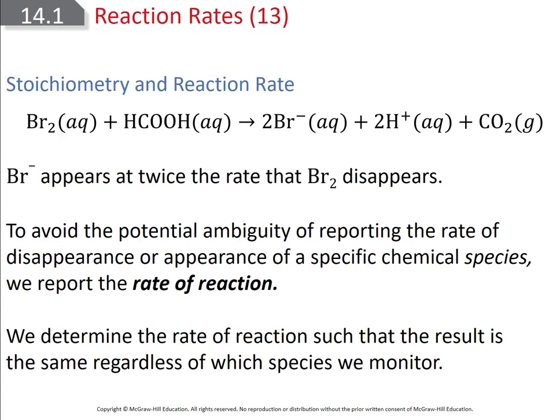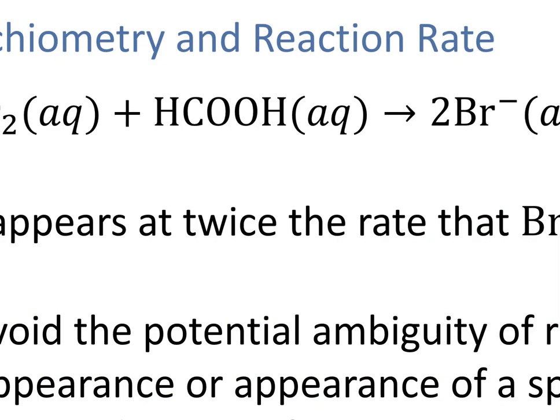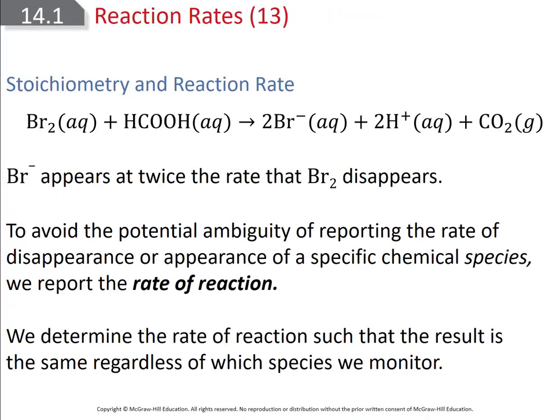So how next does stoichiometry affect the reaction rate? So stoichiometry, that's the coefficients in front of your balanced equation. So here I have, back to the same equation we started with, the bromine plus the HCOOH makes bromide ions, hydrogen ions, and carbon dioxide. And we find that Br minus appears at twice the rate that Br2 disappears because the stoichiometry is 2 Br minuses to 1 Br2 here.